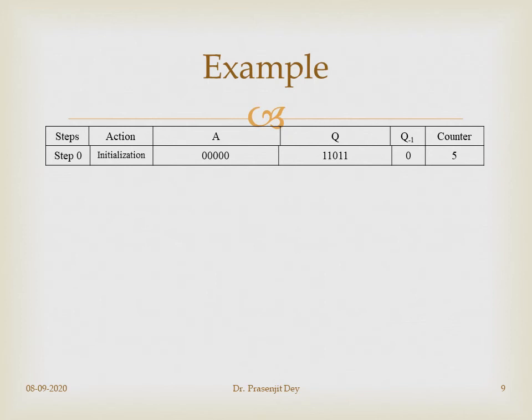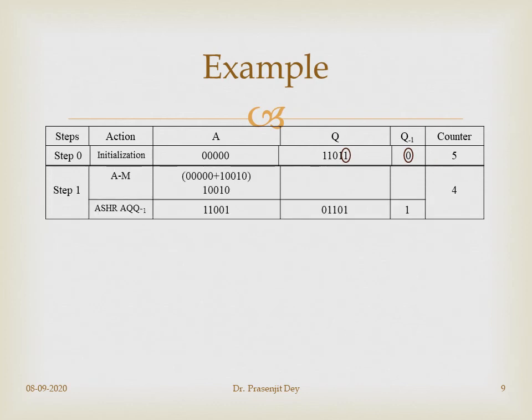This is the initial step, where the product register A has the value all 0 and Q holds the value 11011, and Q minus 1, which is basically the previous LSB, is initialized with 0. The counter is 5 because the multiplier has 5 bits. As the values of Q and Q minus 1, that is the LSB and previous LSB, are 1 0, we subtract the multiplicand from the product register A and store the value in A. So the value of A will be 10010.